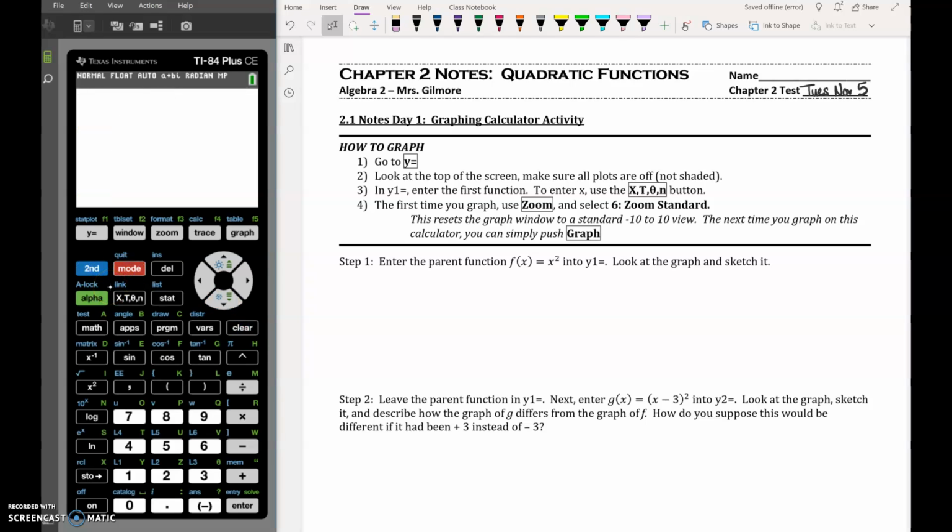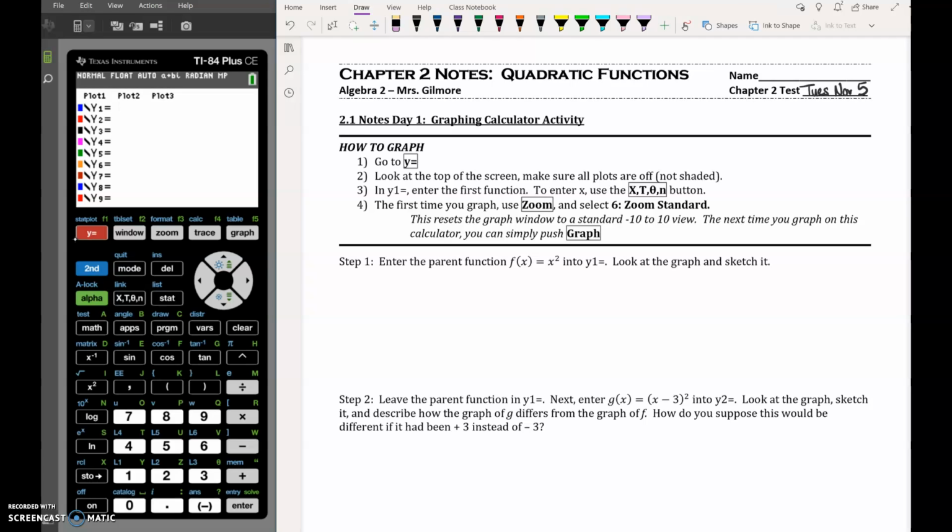So in the graphing calculator, let's review how to graph things. First, you need to go to y equals, that's the button on the top left. Clear out anything that's in there. And it also says in the notes, right here, step 2, look at the top of the screen, make sure all the plots are off. Make sure plot 1, plot 2, and plot 3 are not shaded because that will totally screw up your graphs.